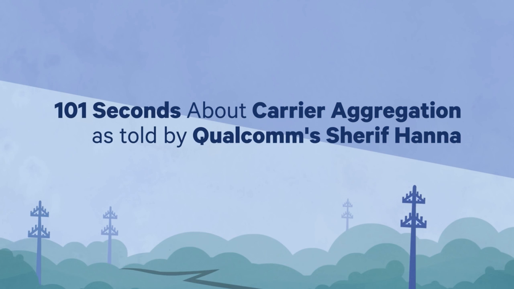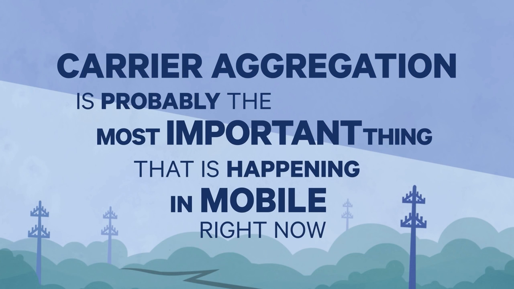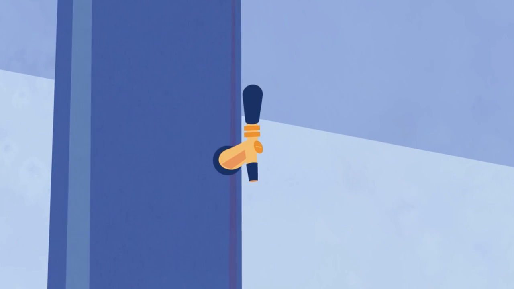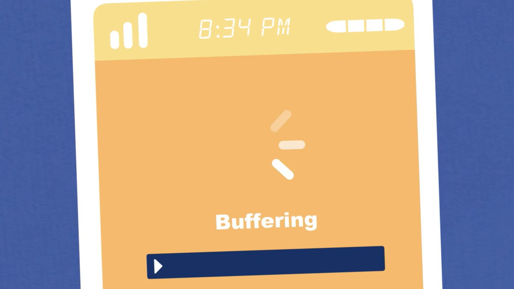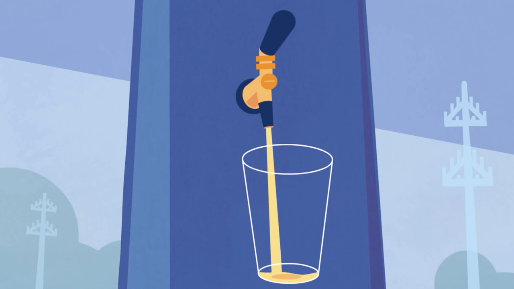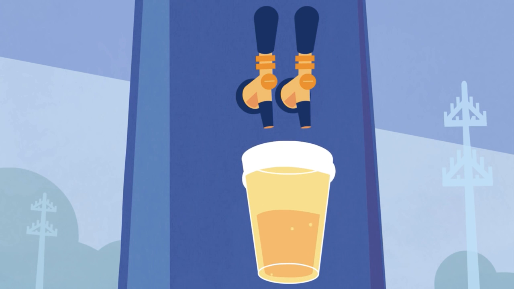Carrier aggregation is probably the most important thing that's happening in mobile right now. And the way to think about carrier aggregation is this. Let's say that this tower serving you is like a beer tap, right? And the glass is a smartphone and the beer being poured into a smartphone is a movie that you're trying to download. If I fill the glass from the beer tap, then it will take a certain amount of time. But if I were to fill it from 2 beer taps simultaneously, then the beer would fill the glass in half the time. And that's basically what we're doing.